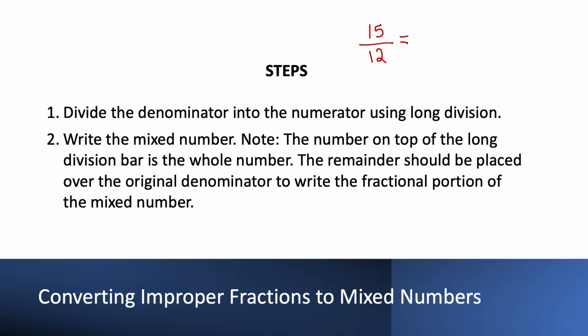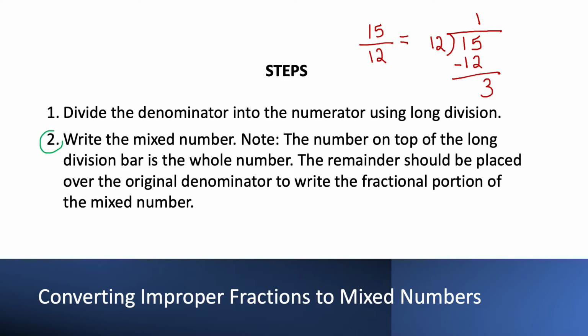If we look at our example, that means we're going to take 12 and divide it into 15. So if I set up the long division problem, I have 12 on the outside of the long division bar and 15 inside the long division bar. Next, I want to ask myself how many times 12 goes into 15. That's one time. 12 times 1 is 12, and then 15 minus 12 is 3.